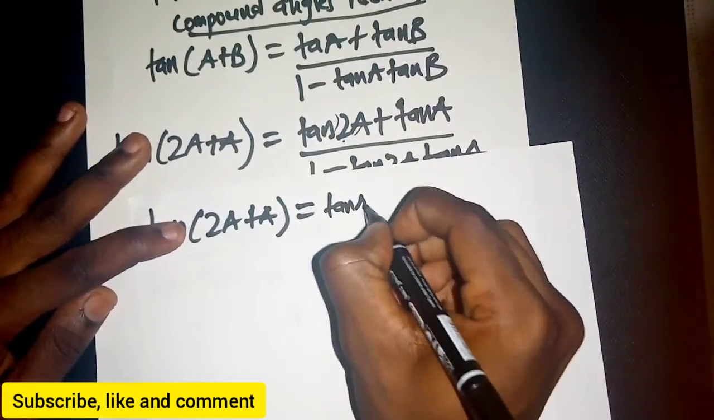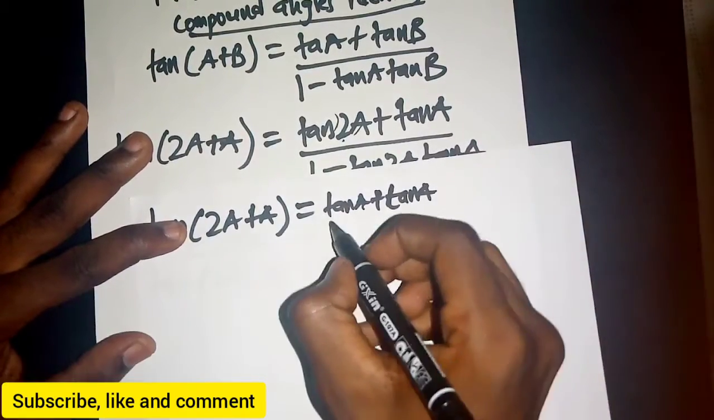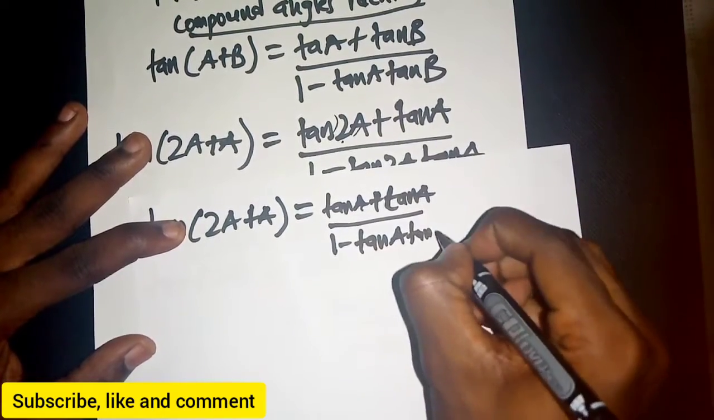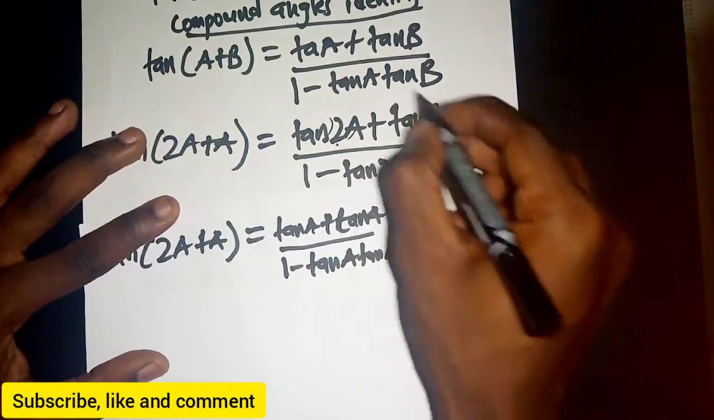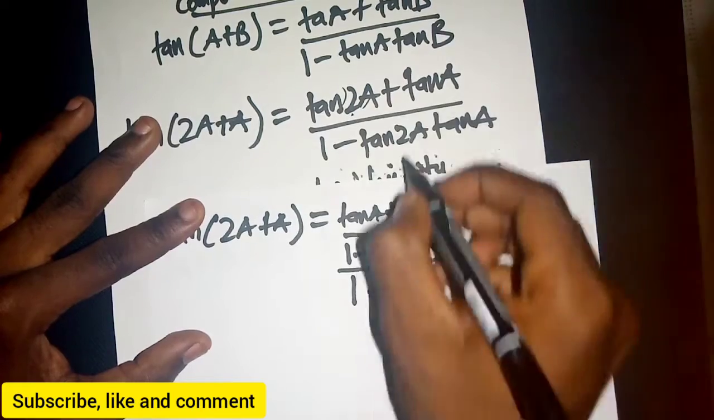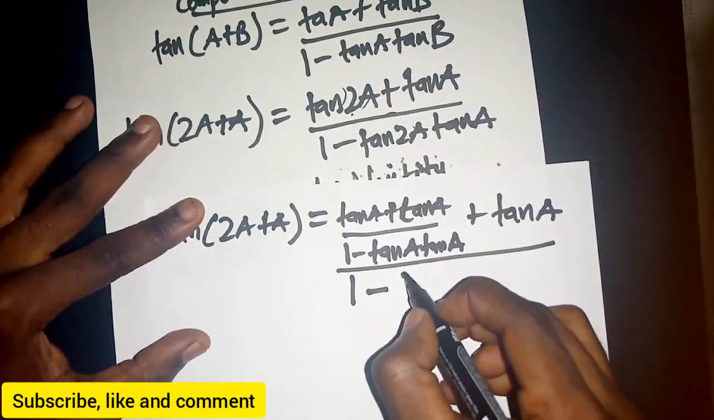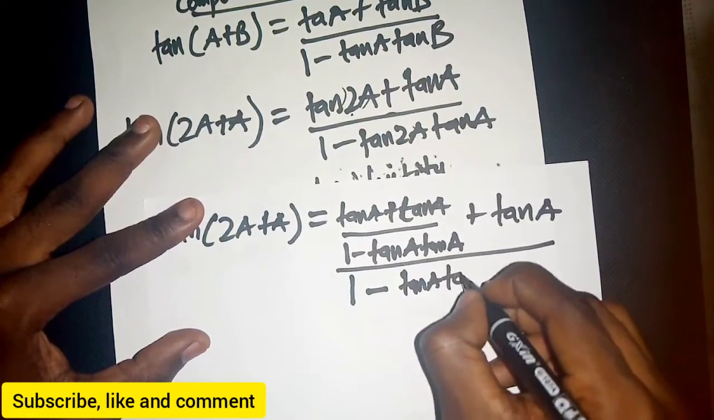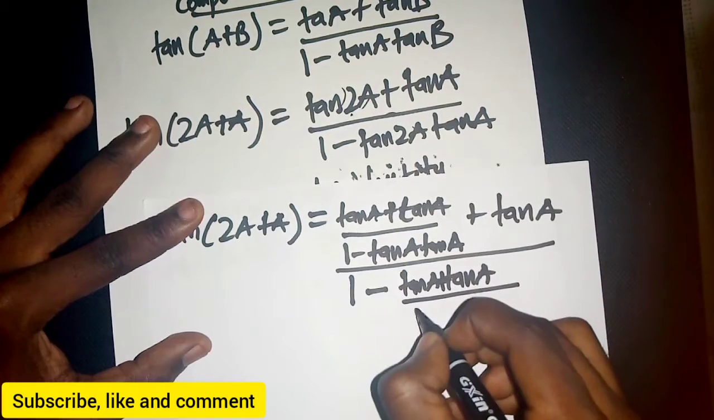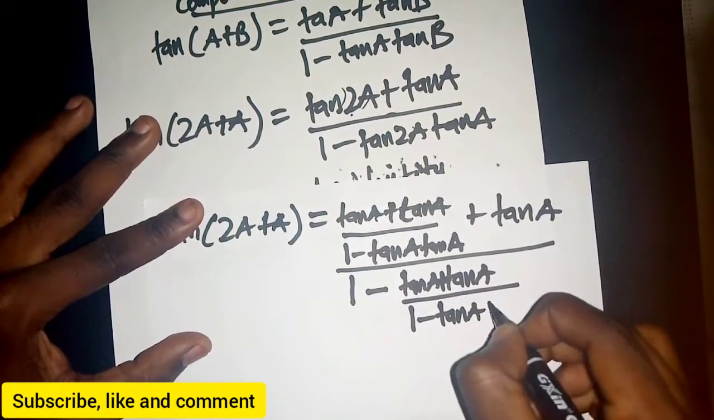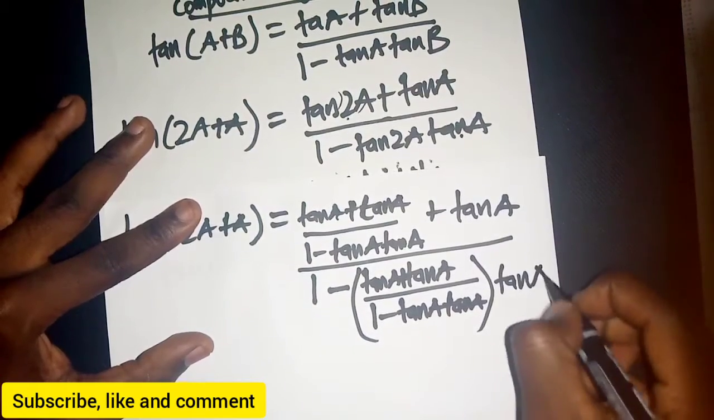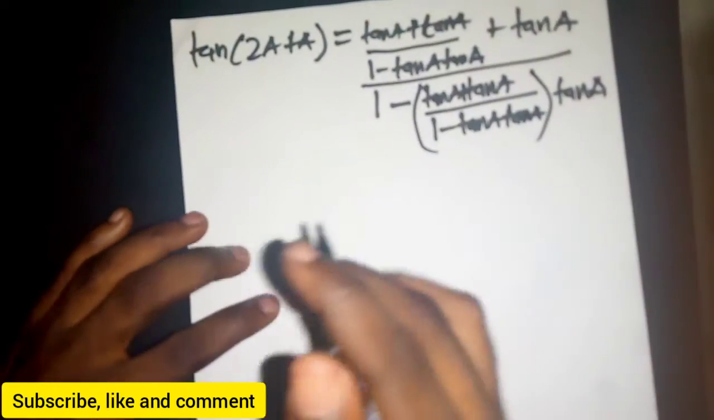So we have (tan a plus tan a) divided by (1 minus tan a multiplied by tan a), then we have plus this tan a there, all divided by 1 minus, over here too we have the double angle, so we substitute it: (tan a plus tan a) over (1 minus tan a multiplied by tan a), and we have tan a left, then multiplied by tan a. So this is what we have.